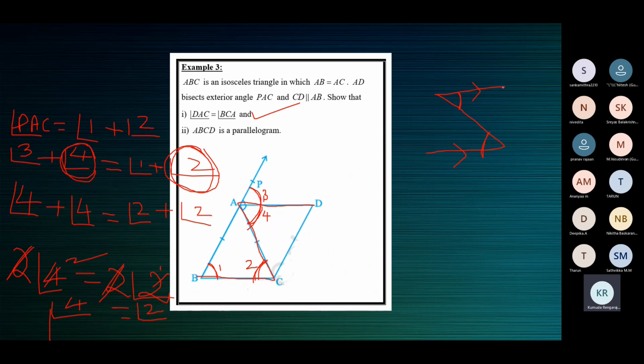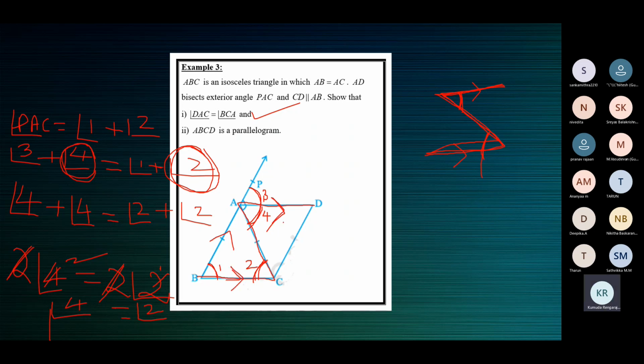When we say the concerned lines, that means because this angle is equal to this angle and they form a pair of alternate interior angles, these two angles are formed by this line and this line, where this is the transversal. So this line is parallel to this line. That way we prove that AD is parallel to BC.